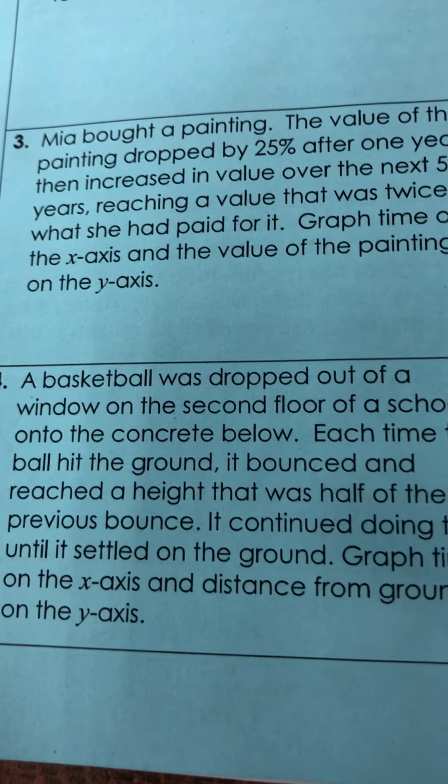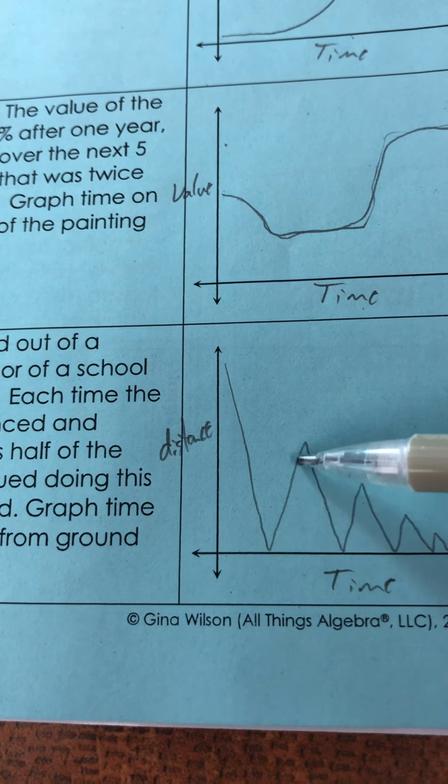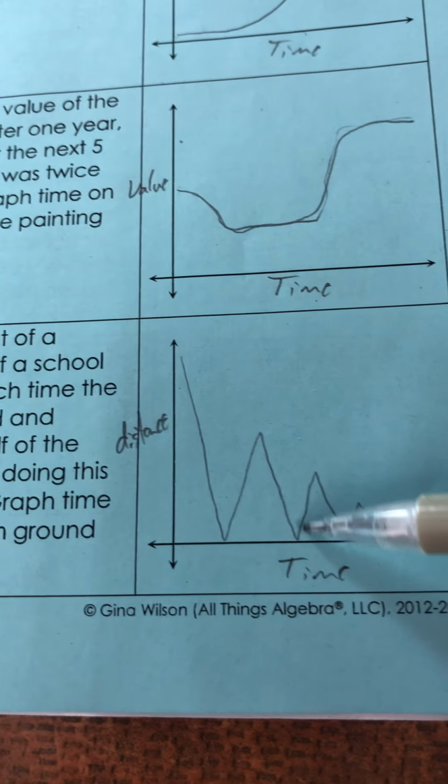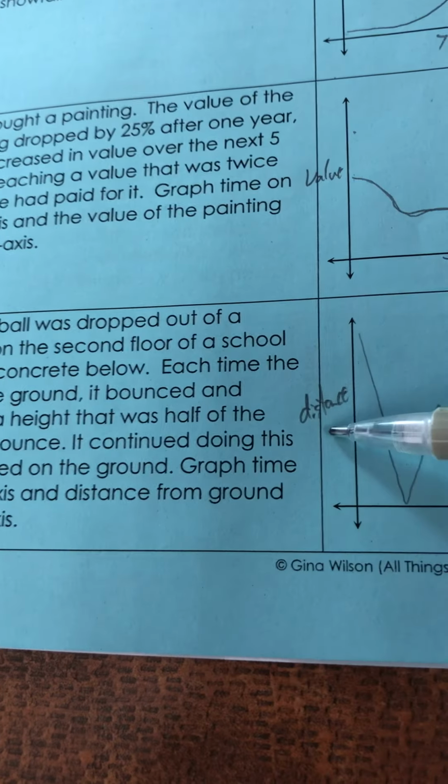This one, the basketball's dropped, and every time that it bounces up half as high, half as high, half as high, half as high. So this is the distance from the ground, or height, and this is the time.